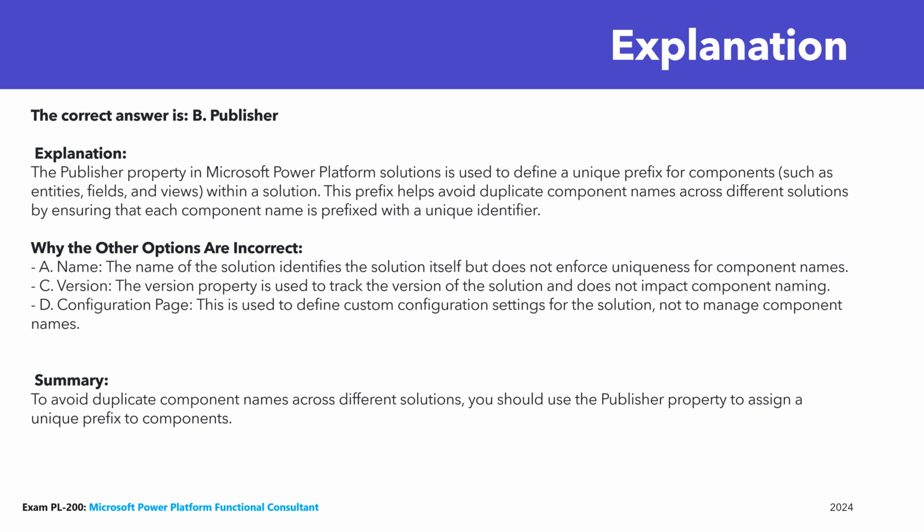A, name. The name of the solution identifies the solution itself, but does not enforce uniqueness for component names. C, version. The version property is used to track the version of the solution and does not impact component naming. D, configuration page. This is used to define custom configuration settings for the solution, not to manage component names. Summary. To avoid duplicate component names across different solutions, you should use the publisher property to assign a unique prefix to components.